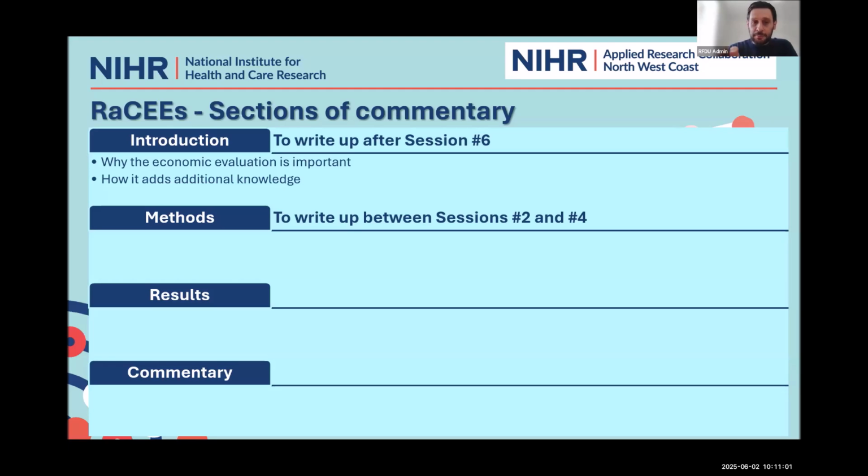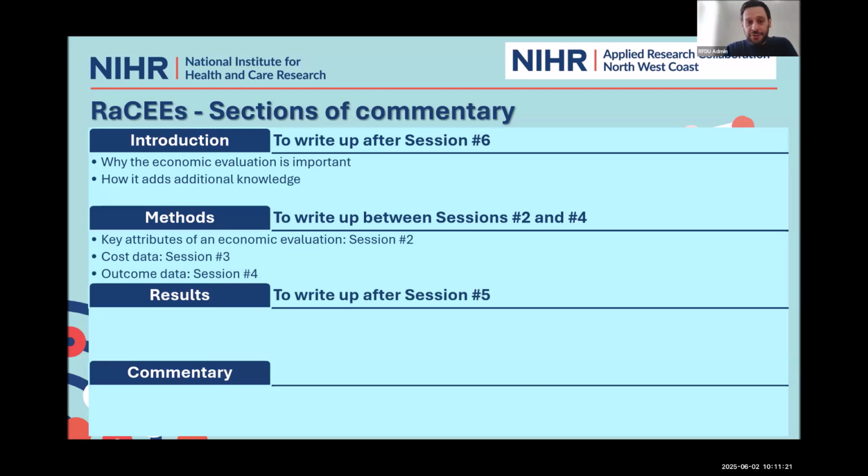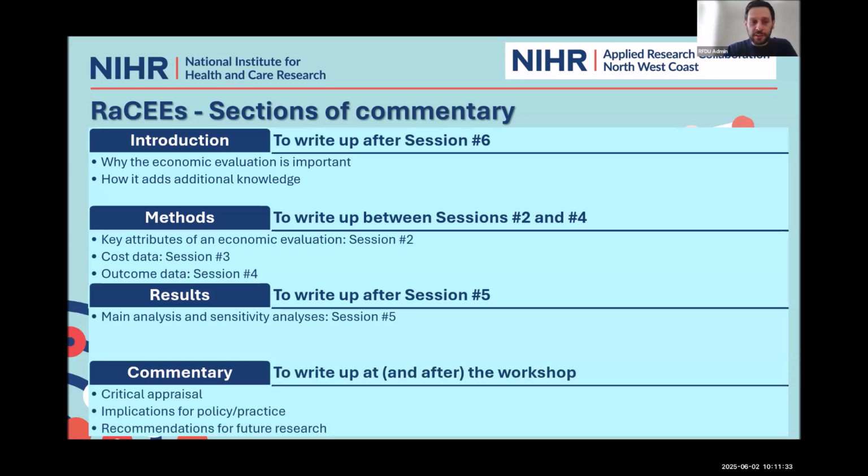So part of your homework after today's session is to find some information within the paper. And the paper, as I was saying before, is on your team space already. So you will have some homework which will be focusing on finding some information about, for example, the key attributes of an economic evaluation. And then after session 3, you will identify some cost data. After session 4, you will identify outcome data. And then after session 5, there will be homework regarding the results section, which, as the name suggests, focuses on the results of the economic evaluation. And then at the workshop, we'll concentrate on the commentary bit.